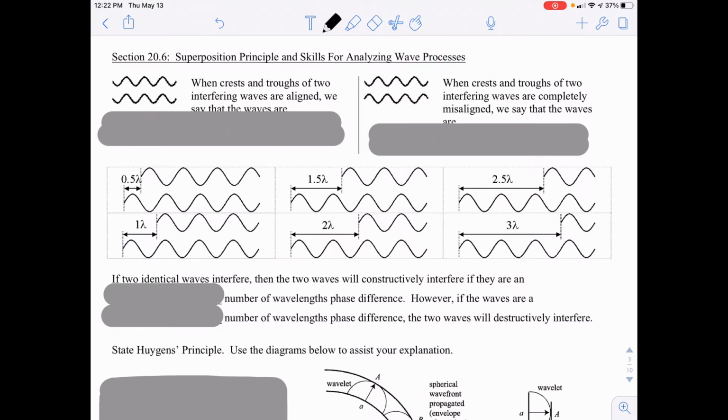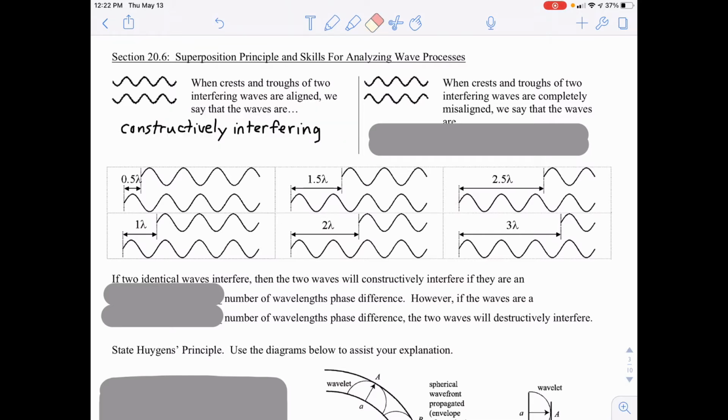Section 20.6, Superposition Principles and Skills for Analyzing Wave Processes. When crests and troughs of two interfering waves are aligned, we say that those waves are constructively interfering with each other. And you can see one wave completely aligns with the other wave. When crests and troughs of two interfering waves are completely misaligned, we say that those two waves are destructively interfering.